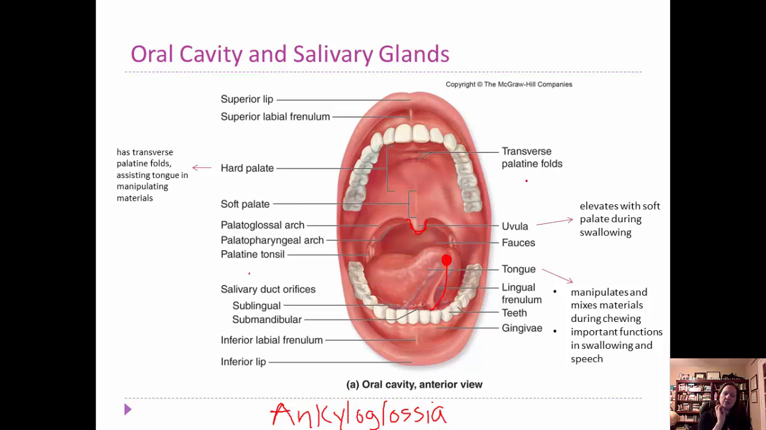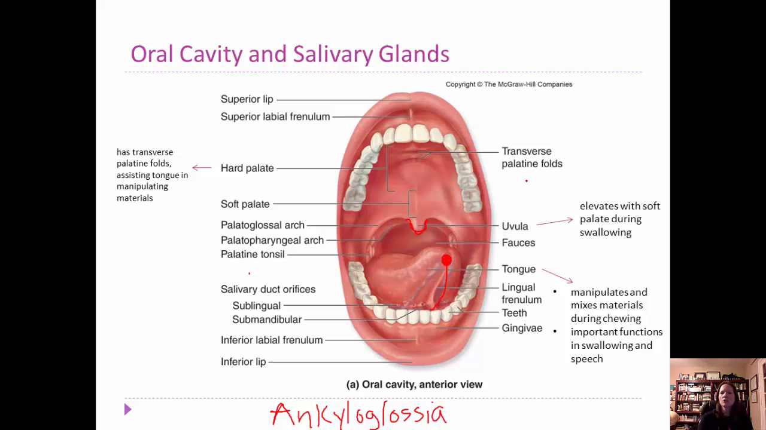So there's a lot of different functions for the uvula. One of them is the gag reflex. If you've ever tried to touch your uvula, you might have gagged a little bit. You might have even thrown up a little bit. So it's very important for a gag reflex. Some people are more sensitive than others. It just has to do with the sensitivity that you have there of your uvula.